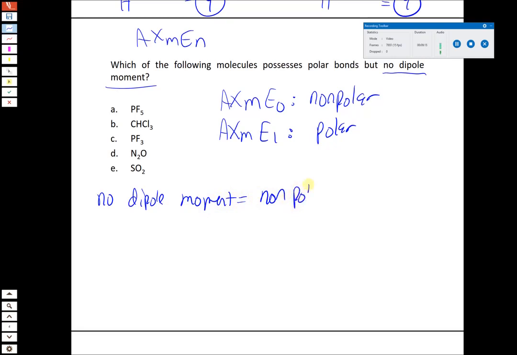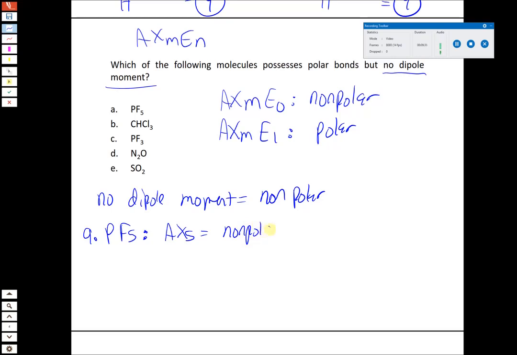So we have to figure out which one of these is a nonpolar structure. I'm not going to go through all the details of finding this, but for PF5, if we draw the Lewis structure, again, we can't skip that step. We have to draw a Lewis structure. We find that it's an AX5 structure, which means it's nonpolar.